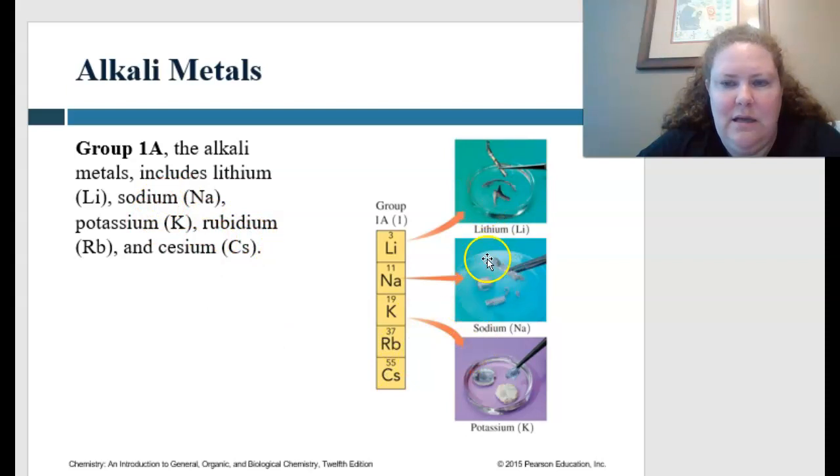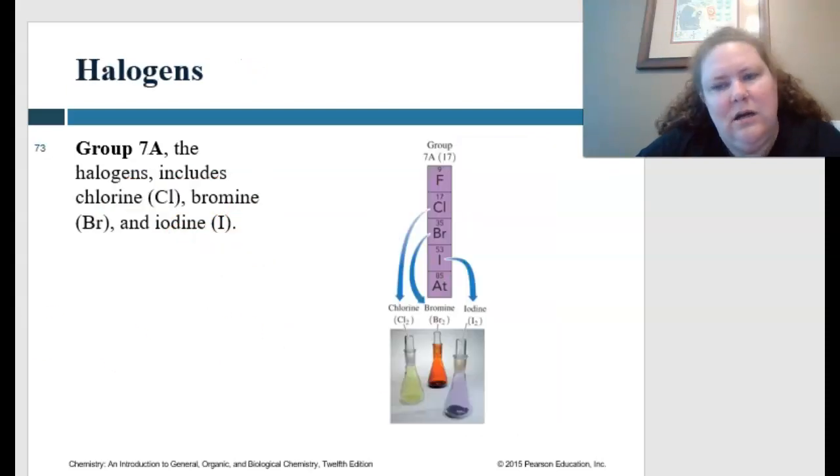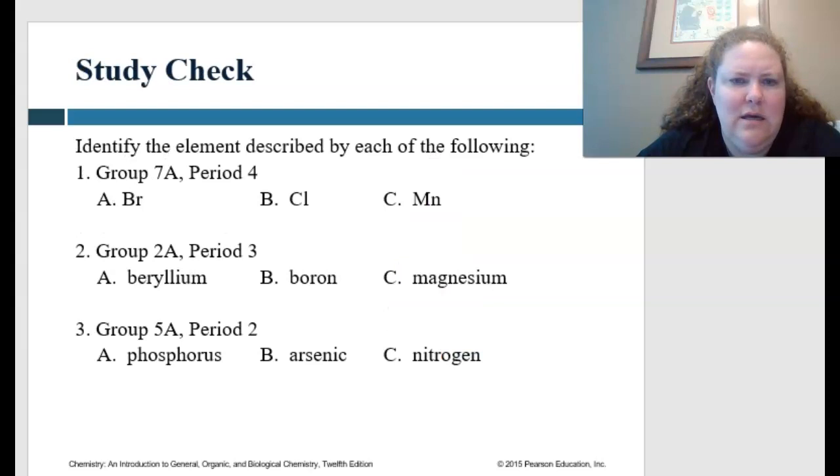And you can see that these are some different pictures of them. Your halogens are going to be on the right-hand side, and this is group 7A, and these include chlorine, bromine, and iodine. Okay, and so again, it's just kind of cool how they organized it.